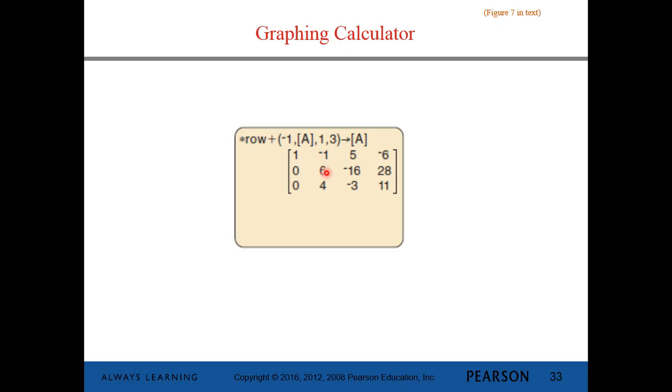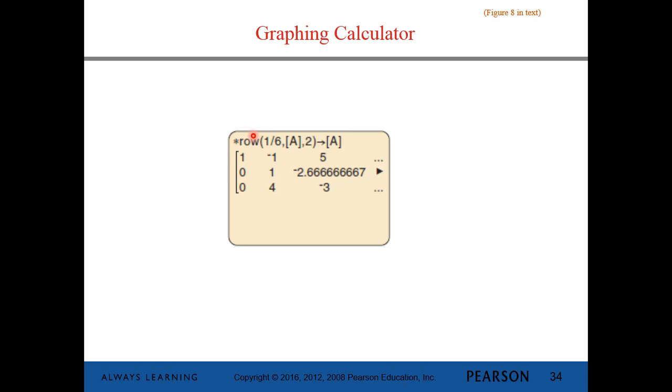So this one we have to make a 1. Well, guess what? We're going to divide by 6, or in other words, multiply by 1/6. So now we're going to use a different function. That function is going to be just the star row function, so we're not going to have the plus. There's another function under the matrix menu for math, and it's going to be star row. And so here's star row, and now we're going to multiply by 1/6.